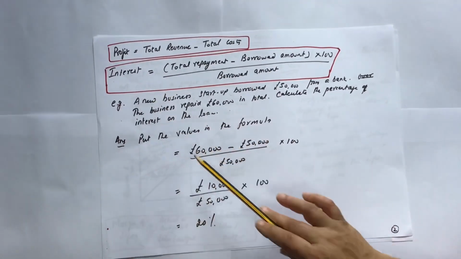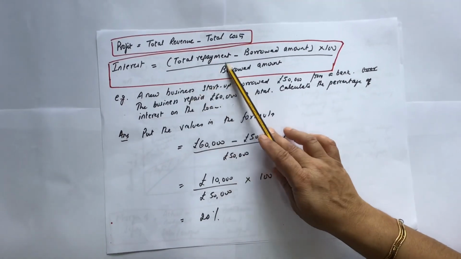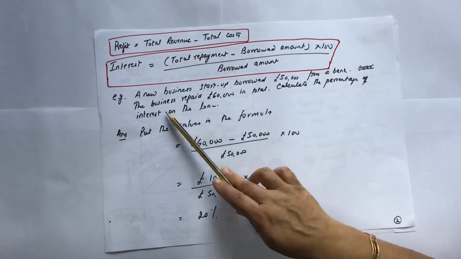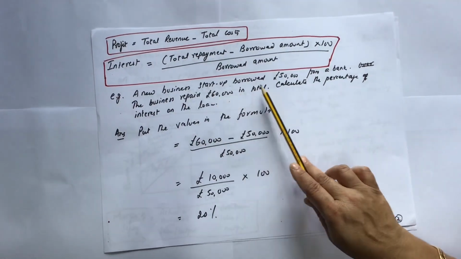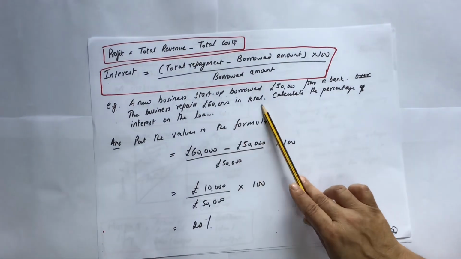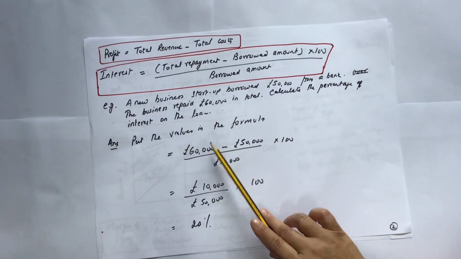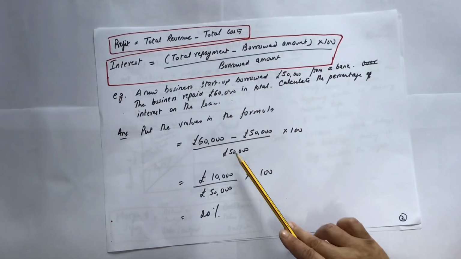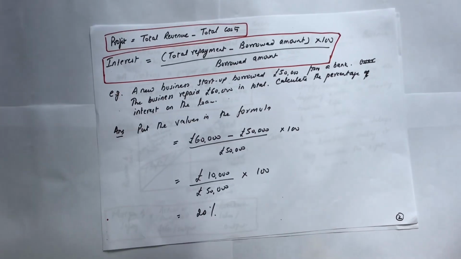Next is interest paid on your loans. It's basically your total repayment minus borrowed amount, divided by borrowed amount, times 100. So if you do this example, a business borrowed £50,000 from a bank. The business repaid 60,000 in total. Calculate the percentage of interest. So you do 60,000 total repayment minus borrowed amount 50,000, divided by 50,000, times 100. You get 20%.